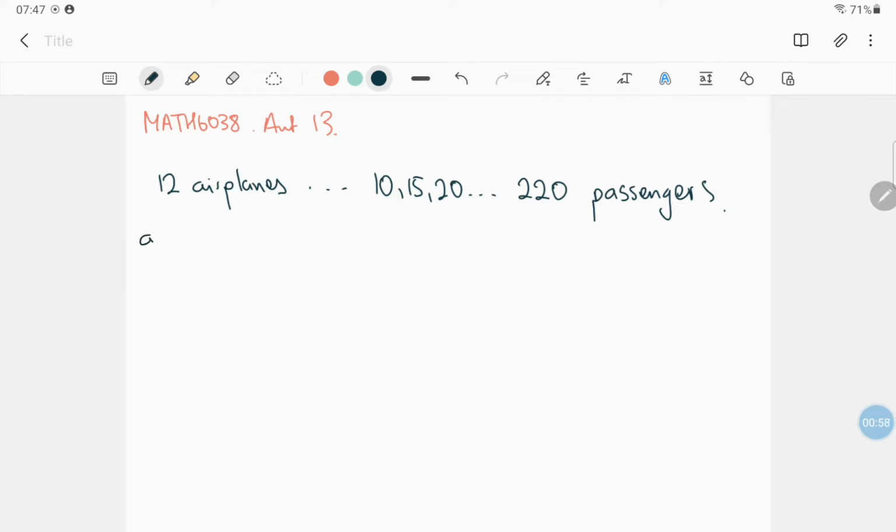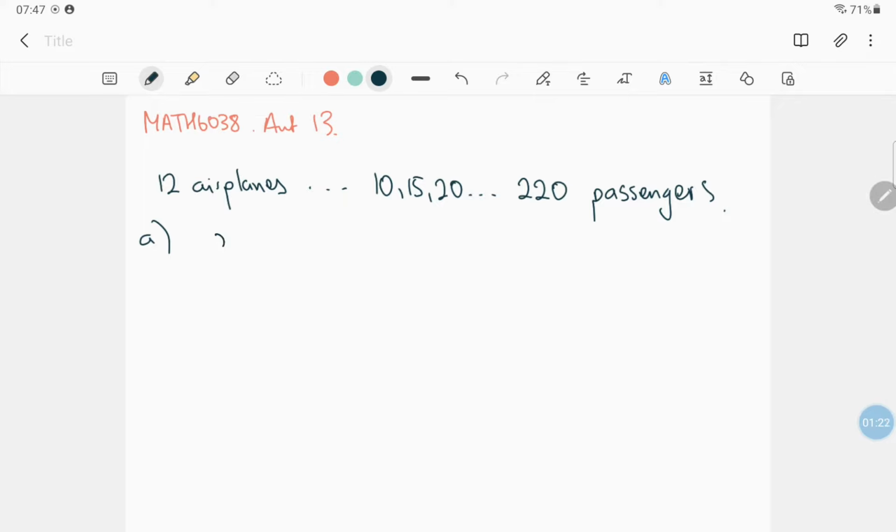So the question here is: identify three variables x, y, and z. These are three things that we don't know. But the thing is, we don't know how many of each type. How many 10 seaters? How many 15 seaters? How many 20 seaters? They're the things we don't know.